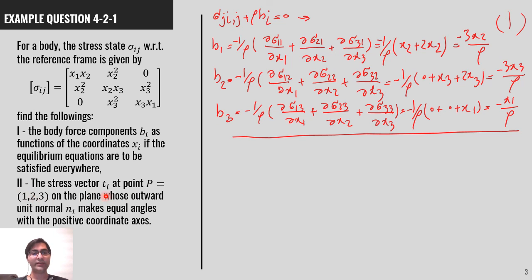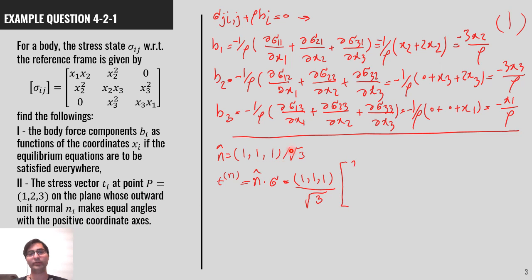Part 2, the stress vector T at point P equal to (1, 2, 3) on the plane whose outward unit normal makes equal angles with the positive coordinate axes. We use the Cauchy stress formula. We can see that the normal making equal angle with all of the positive directions is (1, 1, 1) divided by square root of 3 to normalize it.